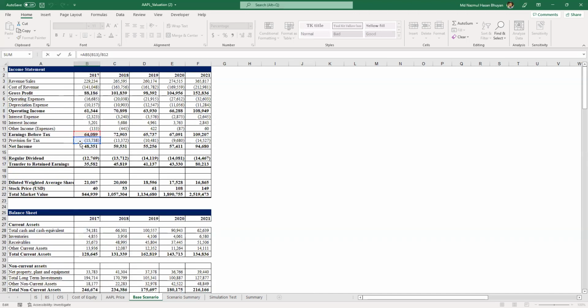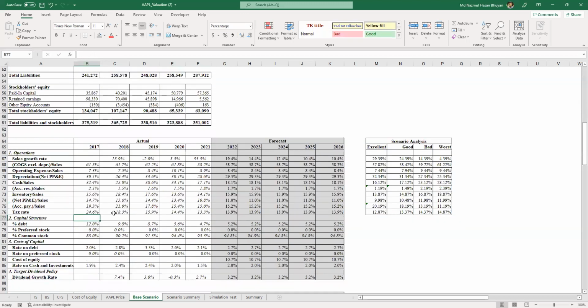So effective tax rate is provision for tax over earnings before tax. So just calculate it for all the historical years. In this case, I have data for 2017 to 2021. So I calculate all of these ratios for these years. Now, for the future years, you need to forecast.